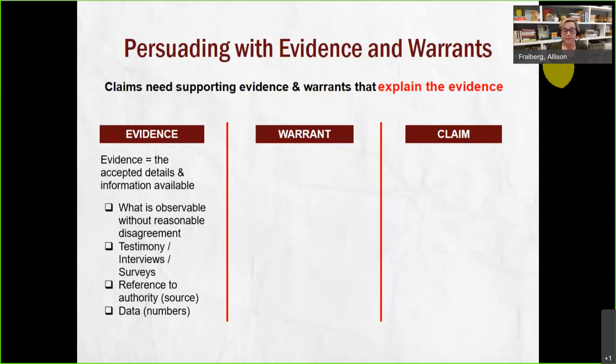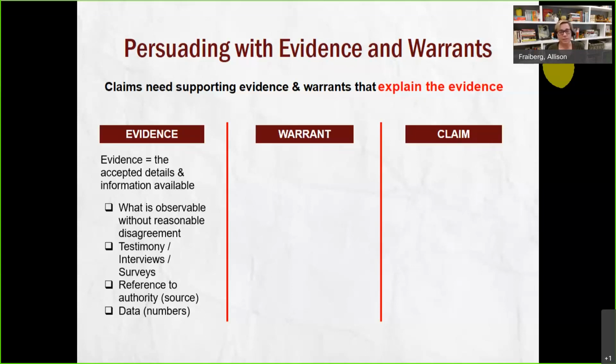The second thing that constitutes evidence is testimony, interviews, or surveys. Basically, what someone else said, right? What did someone say in an interview? What did they say in a survey? What did they say in the answer to any kind of question? Reference to authority is also a type of evidence. That's when you're bringing in sources, right? Whatever that source said, that's a piece of evidence. But how that piece of evidence leads you to a claim is a much longer process.